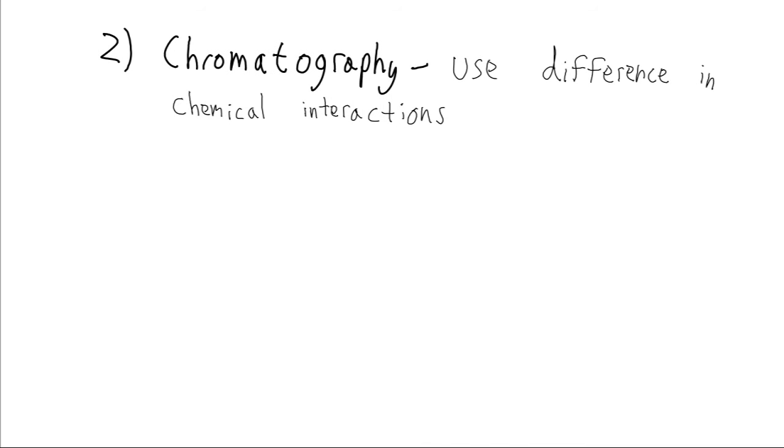Another way we can separate substances in a solution is by capitalizing on the fact that they're going to interact with other substances differently, depending on what they are and what those other substances are. And this is called chromatography. It's a very powerful technique. It's led to Nobel Prizes, such as for the discovery of the components that make up our DNA. And to understand how chromatography works, let me draw you a picture.